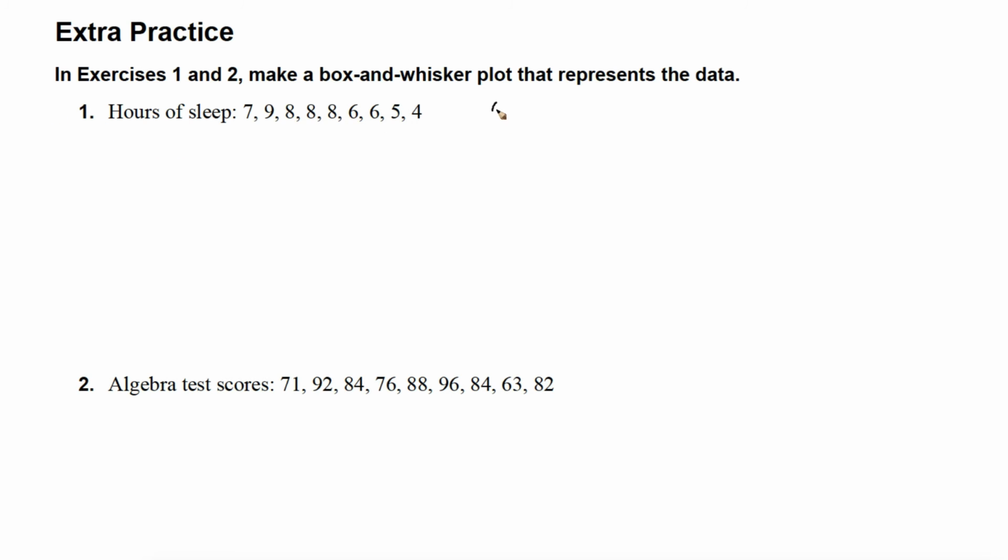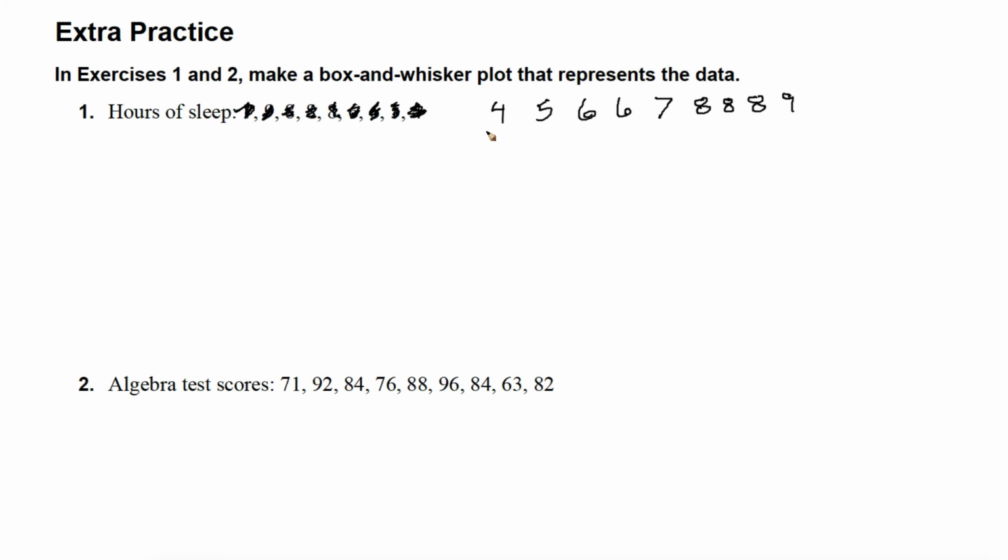So we're going to have 4, that gets rid of that one, 5, then 2 6s, a 7, 3 8s, and a 9. Those are all the numbers now in order from smallest to biggest.